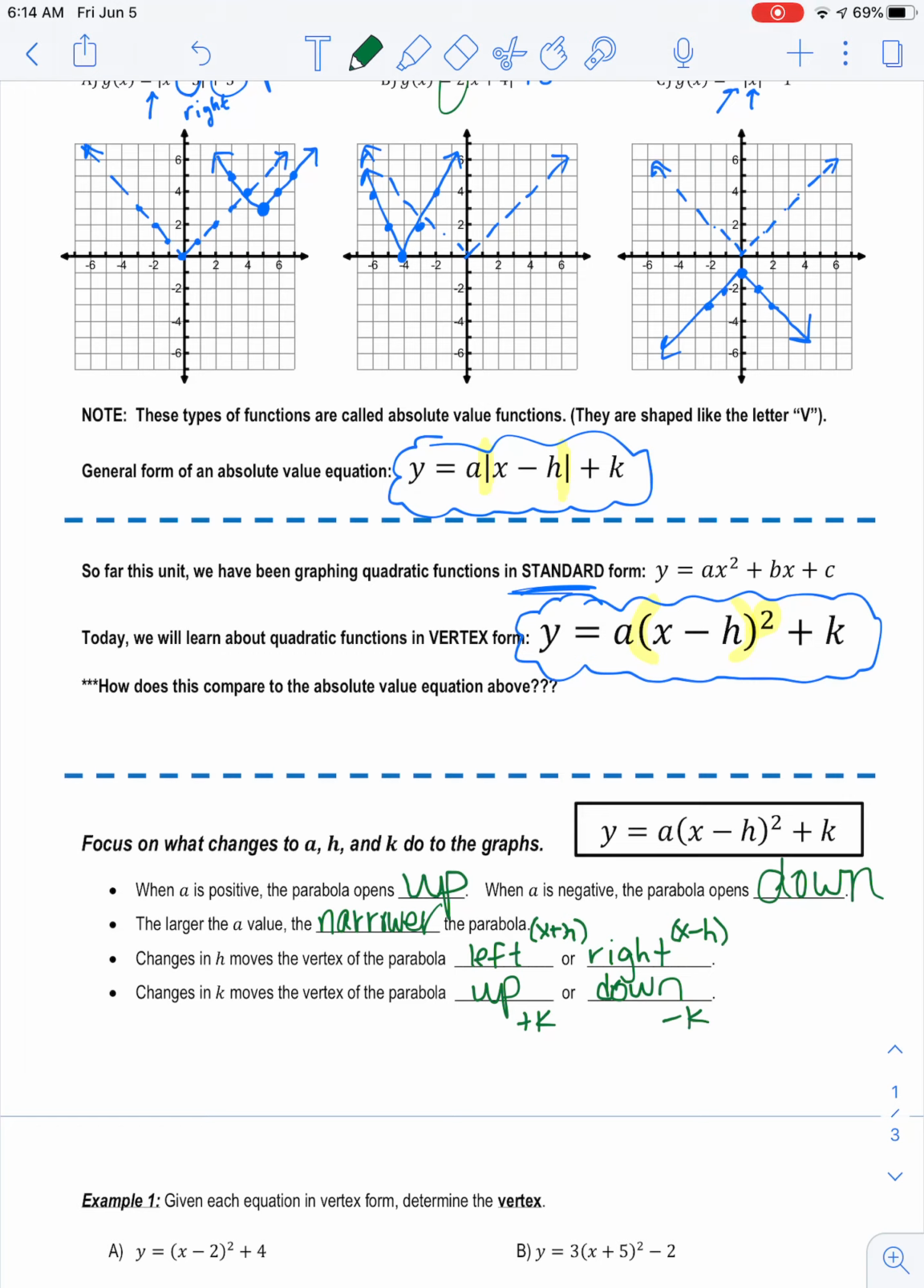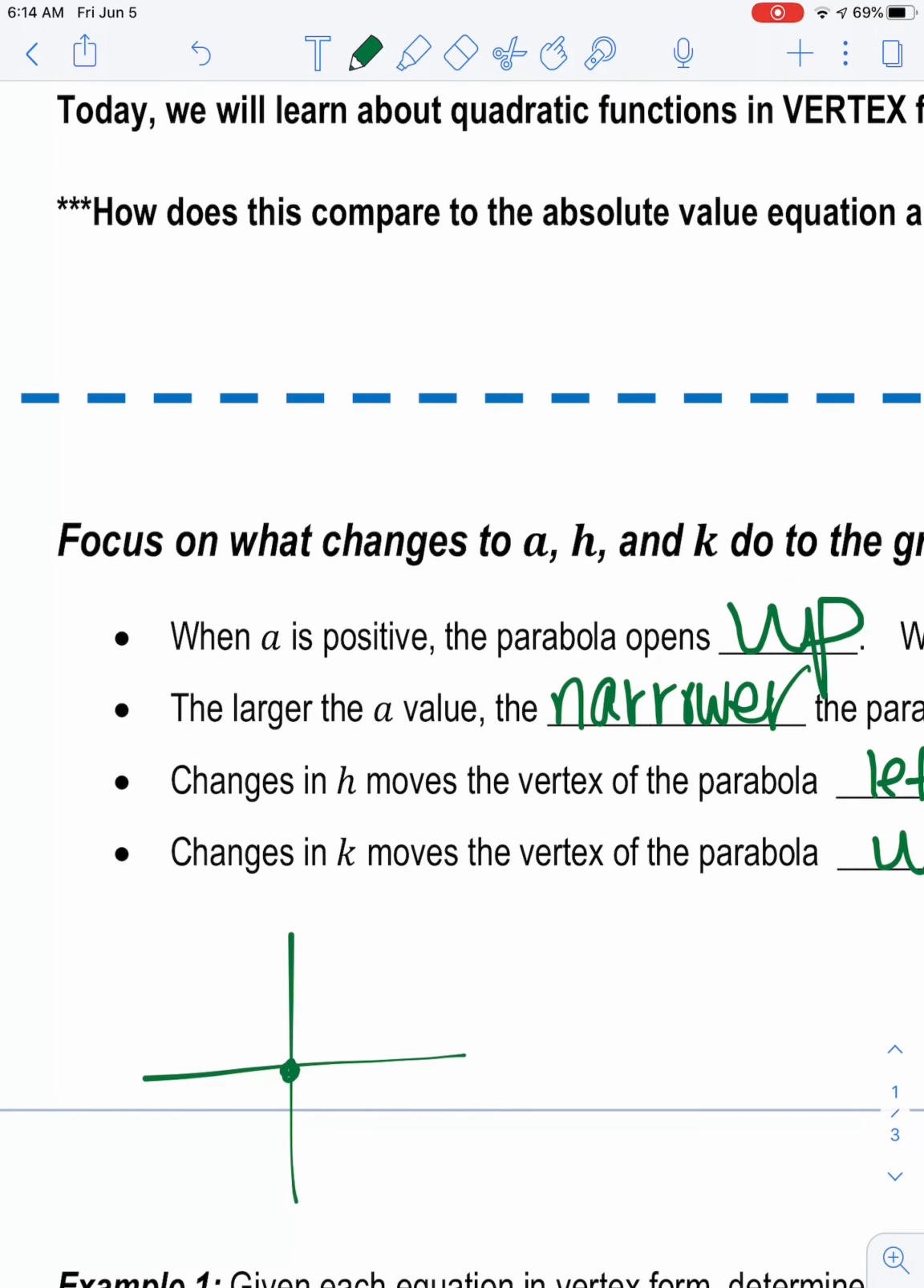One other thing when we do get to graphing, which is not until the next lesson, is that we're no longer doing a V. So once you have some points, then you connect it like this, and it's going to be more U-shaped.